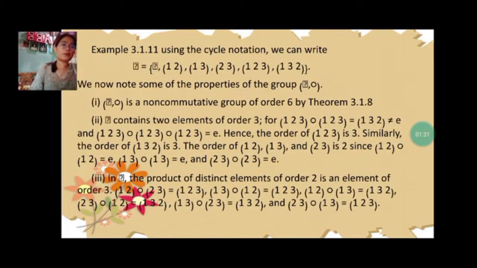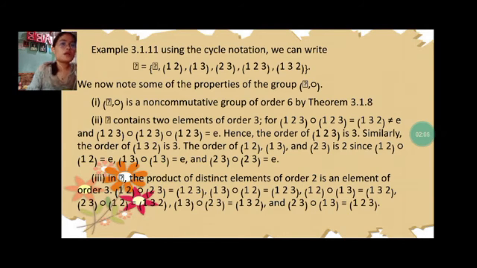So example 3.1.11. Using the cycle notation, we can write S sub 3 as the set of e, (1 2), (1 3), (2 3), (1 2 3), and (1 3 2). We note some properties of the group S sub 3. Number 1, S sub 3 is a non-commutative group of order 6 by theorem 3.1.8.